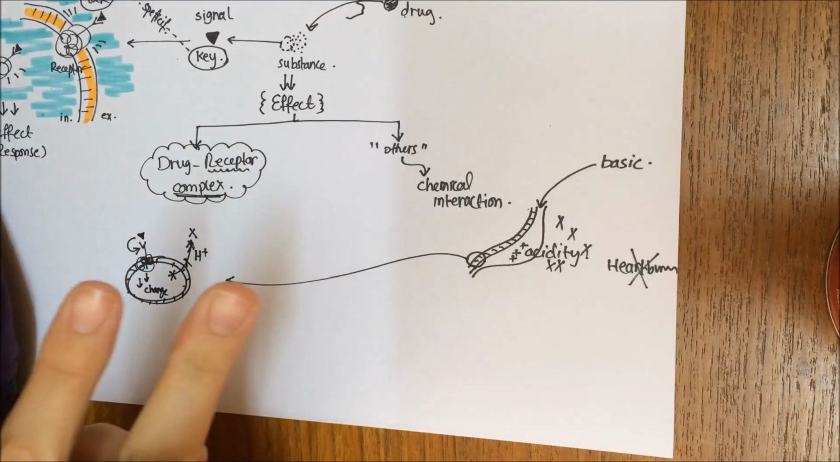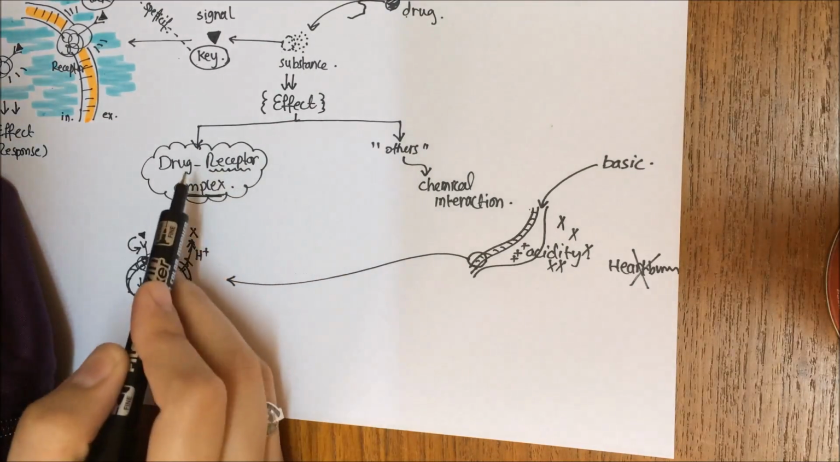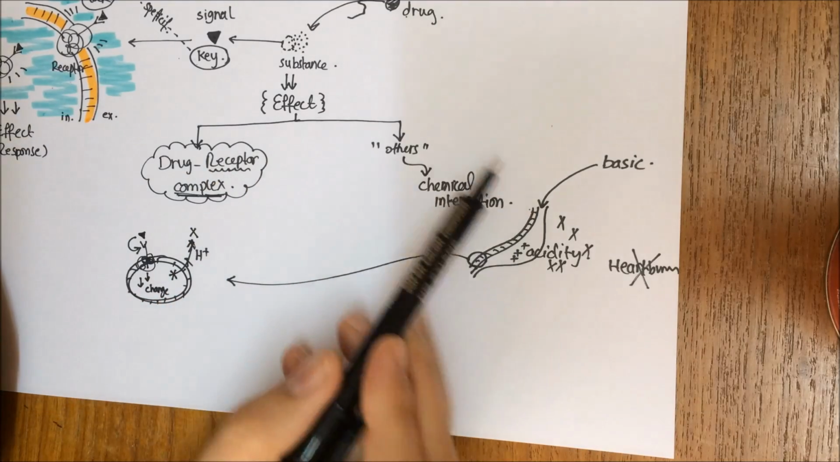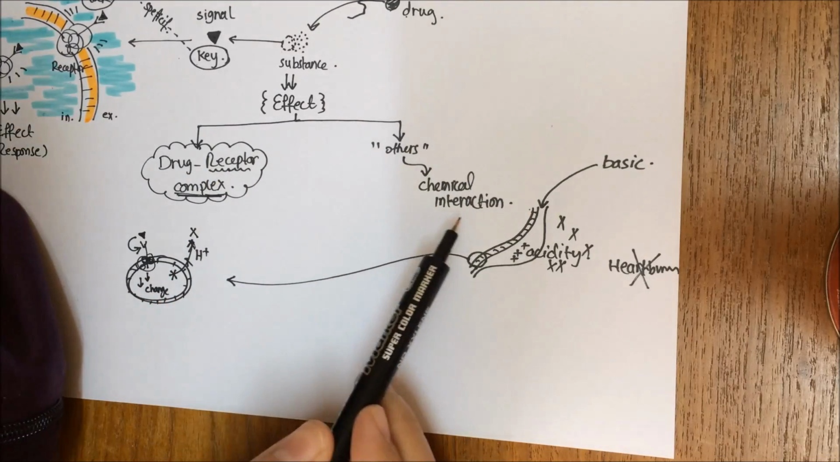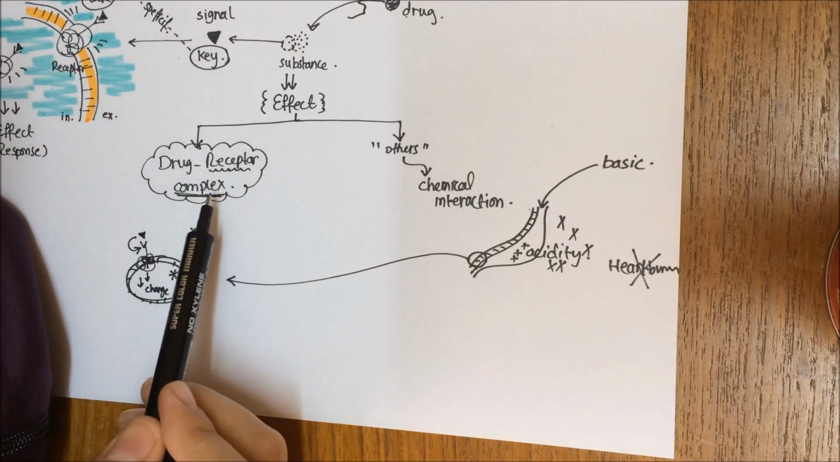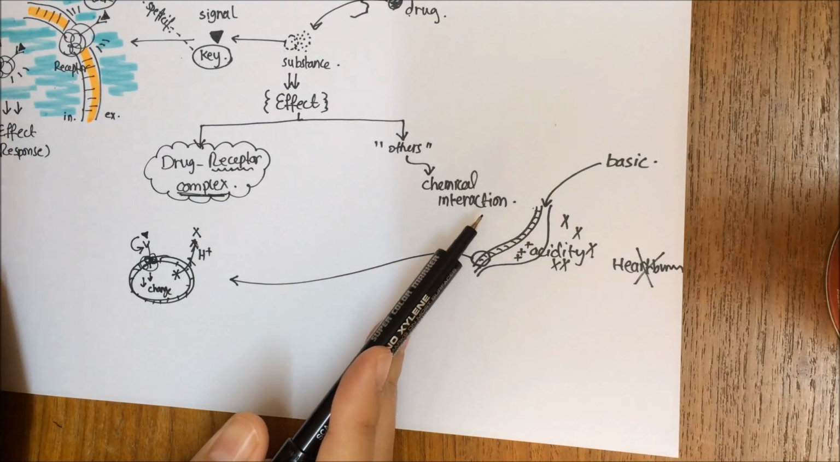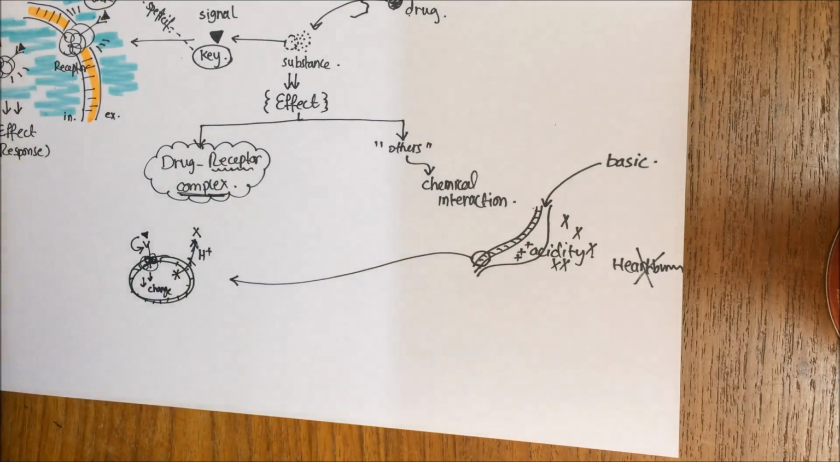Okay, so this is an example of how drugs can work in two different ways. The one that is very simple, a simple chemical interaction, and the other way is the drug receptor complex that is more complicated and works in a different way.